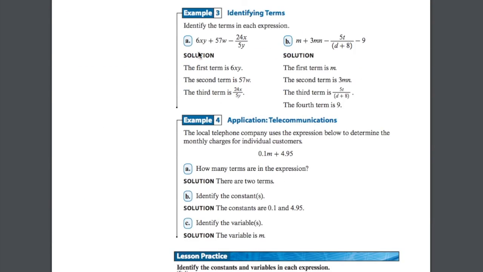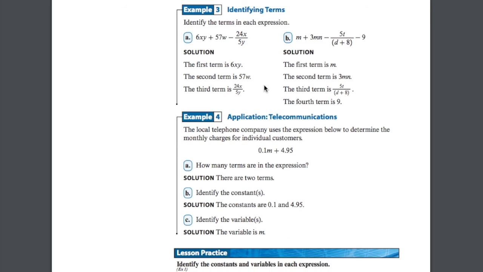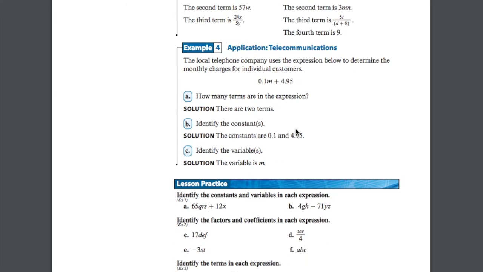In example 3, you practiced identifying those terms just by simply writing them out. There wasn't any calculation. And in example 4, it actually applies what this looks like in an actual real-world problem in terms of a telephone company charging its customers for using their services. Might be like your cell phone bill. Here's what that looks like in terms of how mathematically it's organized.